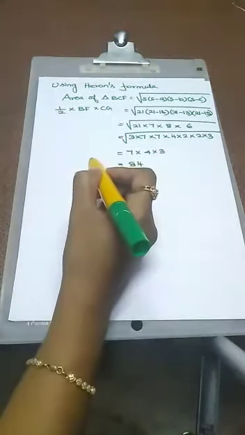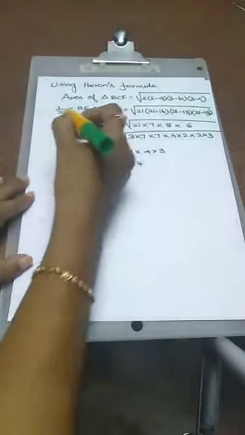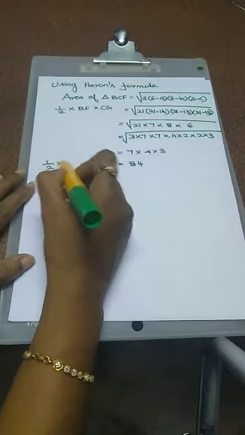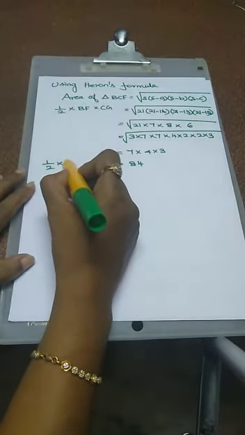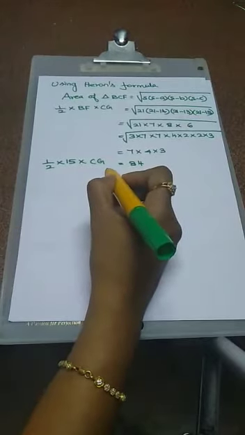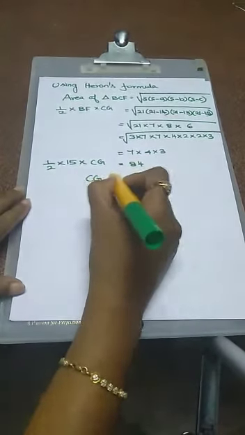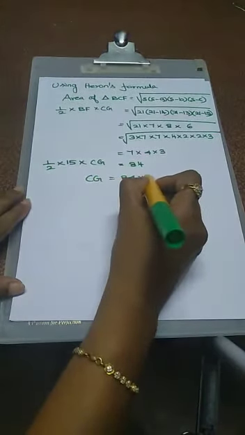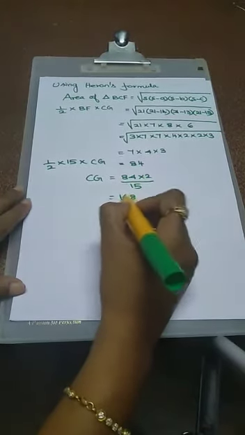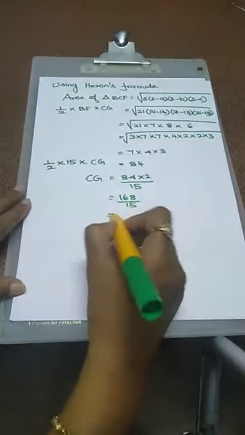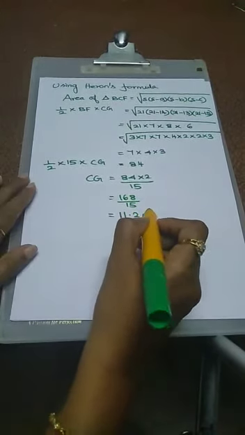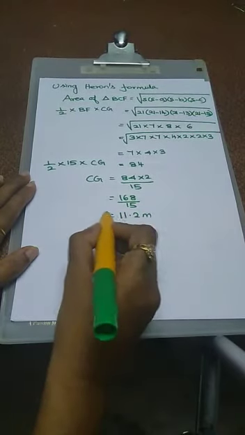On the left hand side also we just apply half into BF into CG. So what is the value? Half into the base value, BF value is 15. We don't know the CG value, but we have to calculate the CG value. So CG is equal to 84 into 2 divided by 15. That is 168 by 15. So divide the value, that is 11.2 meter. So CG value is 11.2 meter. This is actually the height only.